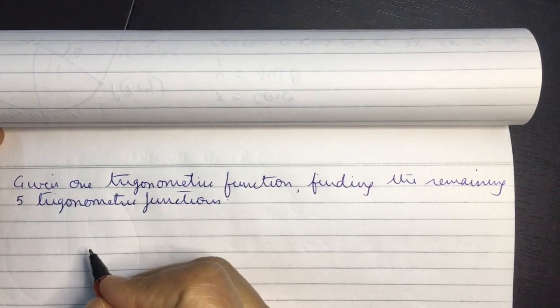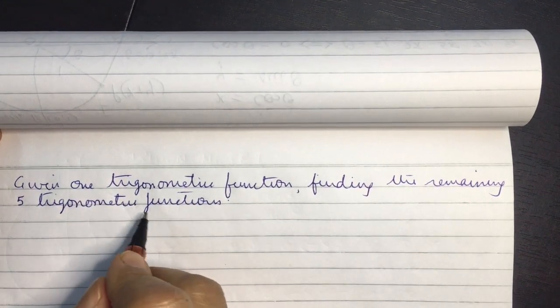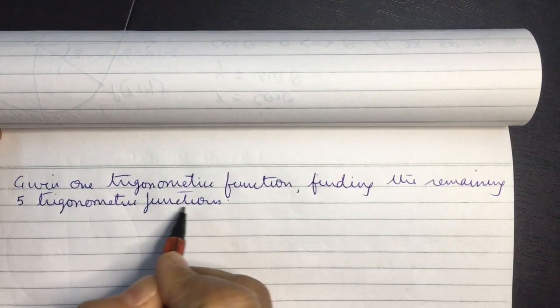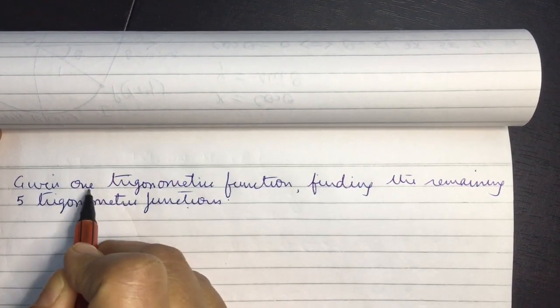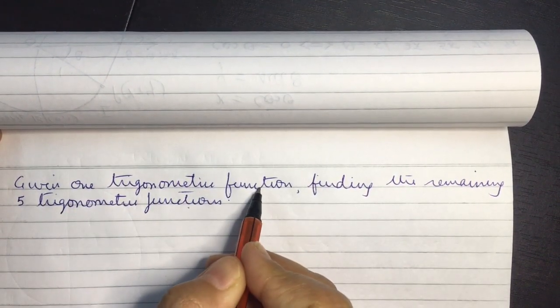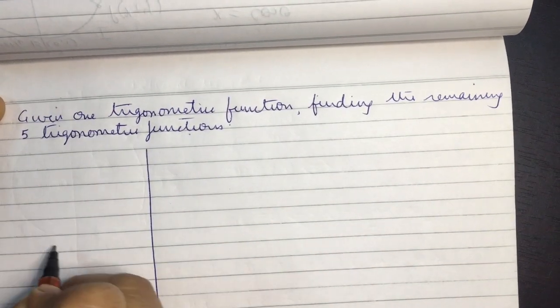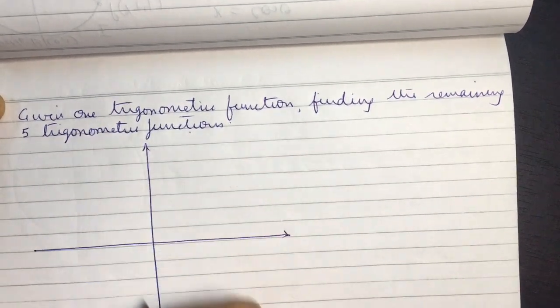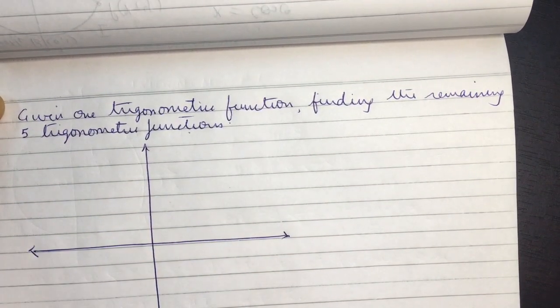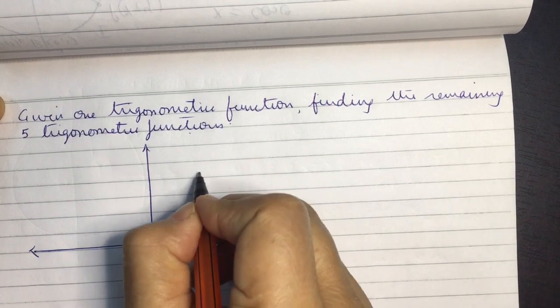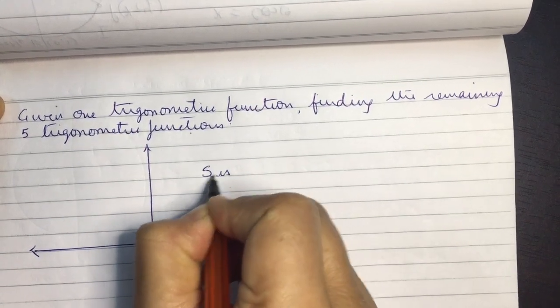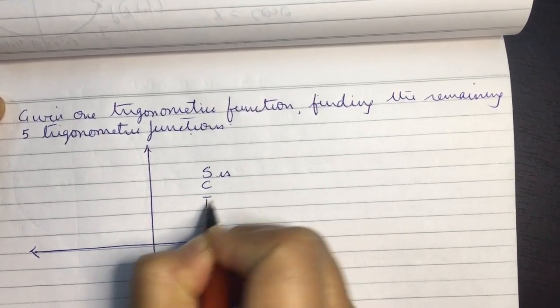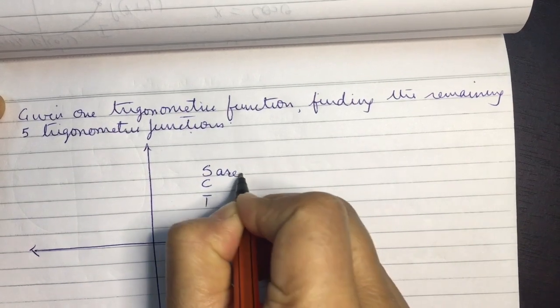Good morning. Let us now consider how to find the remaining 5 trigonometric functions if we are given one trigonometric function. Now, let's see this. In the xy plane here, we know that in the first quadrant all of sine, cos, tan are positive.